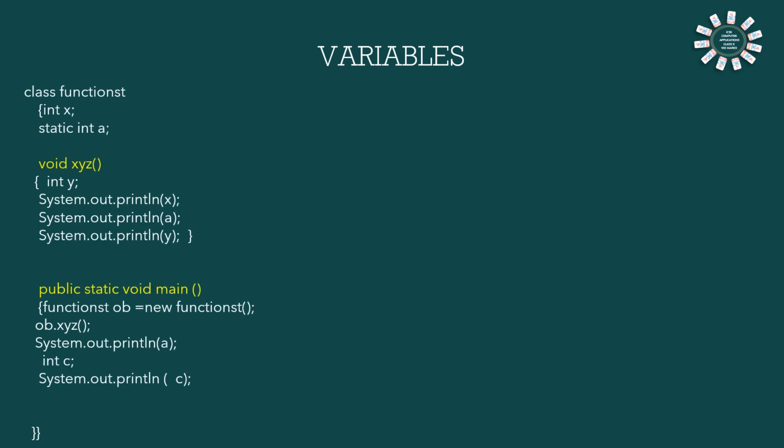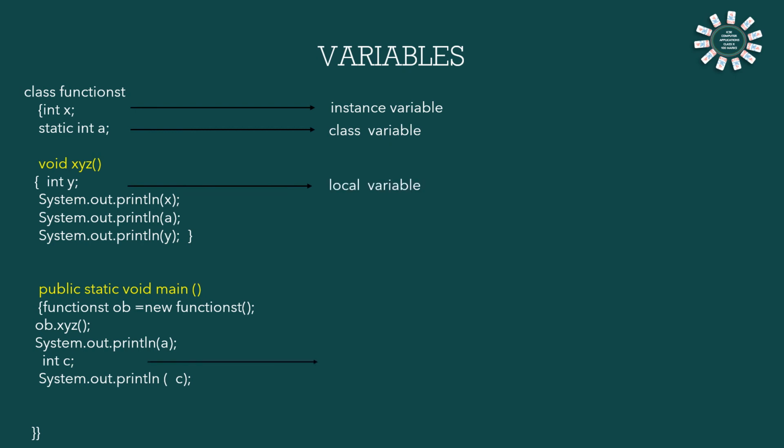To make it clear, one example program is given here. Class name is function st. Here we are having three or four variables. INDX is an instance variable, otherwise we can say it is a non-static variable. Static INDA is a class variable or static variable. In the function, we have declared one variable INDY, which is a local variable. And in the main program, also one variable is declared, which is again a local variable.